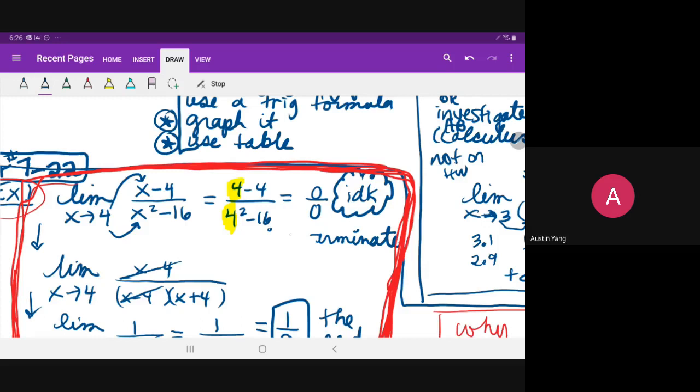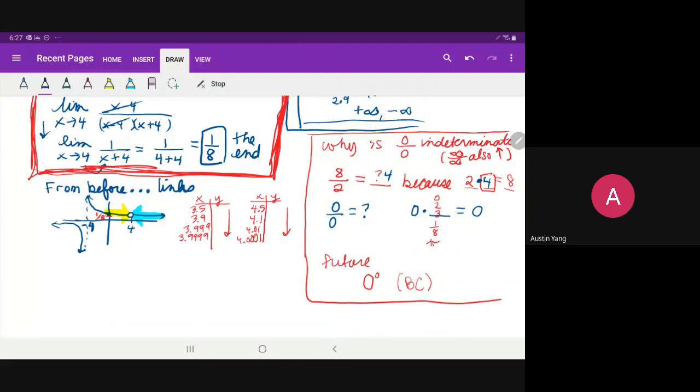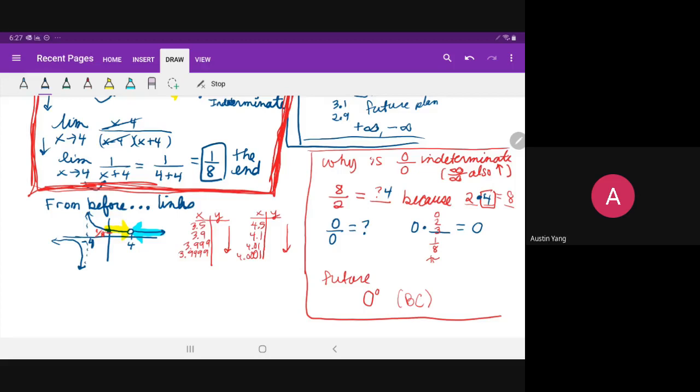Now, don't scare your younger brothers and sisters with this stuff, okay? Because if you freak them out with 0 over 0, they're going to forever be stressed until they're your age, and then they finally learn how it works. Okay, so this is also indeterminate, actually. I always think of indeterminate as conflicting answers.